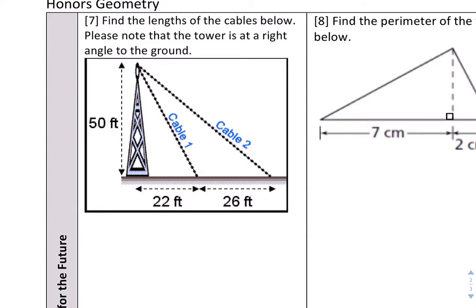Please note the tower is at a right angle to the ground, and that's actually the part that is going to give away the fact we should be using Pythagorean theorem. Because what we'll actually end up creating then are two right triangles. So if this tower forms a right angle with the ground, you take the distance from the ground over to the bottom of the cable, and then the cable up to the top of the tower. We can certainly see we have a right triangle.